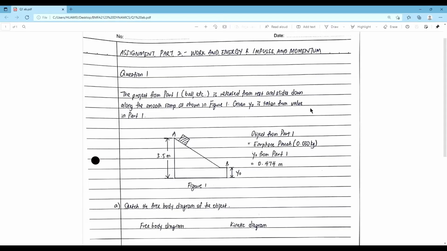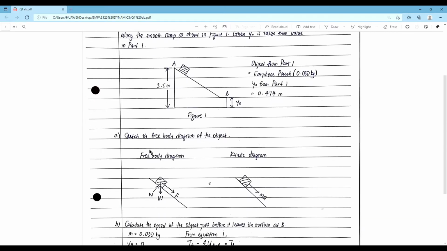Question 1. The object from part 1 is released from rest and slides down along the smooth ramp as shown in figure 1. Given y0 is taken from the value in part 1. The object from part 1 is an earphone pouch, which has a mass of 0.030 kg, and the y0 from part 1 is 0.474 meter.